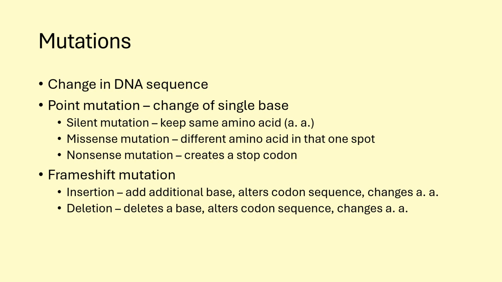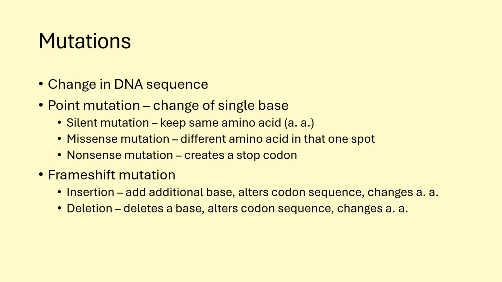Missense mutation, you end up with a different amino acid in just that one spot. Nonsense mutation, the change created a stop codon. That's going to really mess you up because you're not going to end up with your protein then.